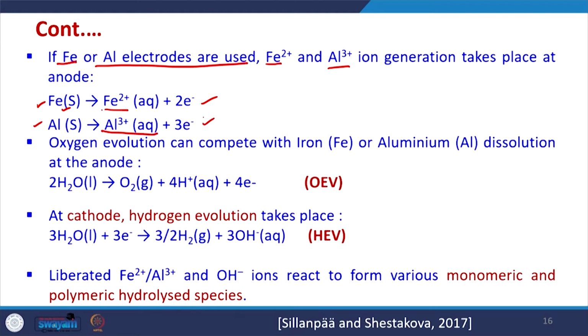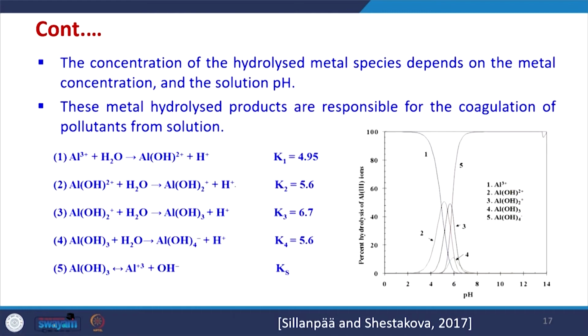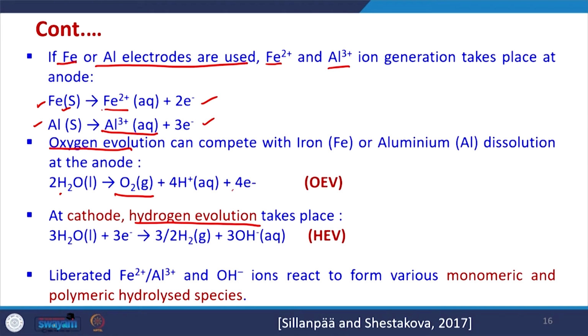Now, some other reactions, oxygen evolution and hydrogen evolution, will also take place whenever voltage is applied. Depending upon conditions, these will compete with the iron and aluminum dissolution reactions at the anode, and the reaction is: water getting converted into O2, 4H plus and 4 electrons. Similarly, at the cathode, hydrogen evolution reaction may take place via this particular reaction.